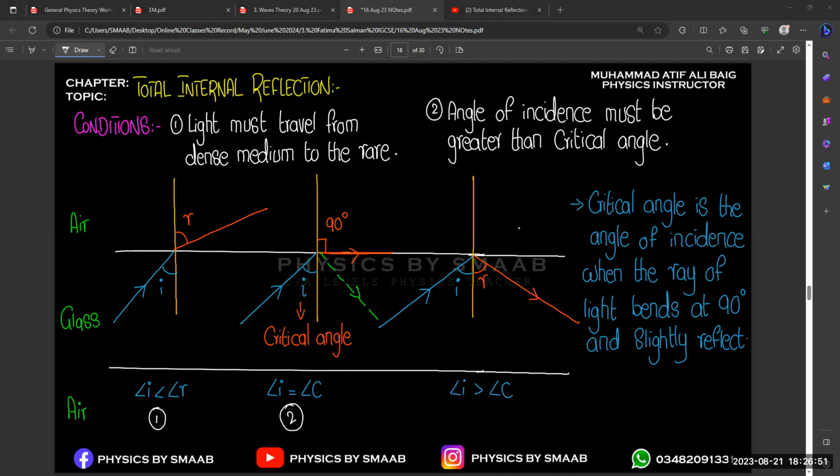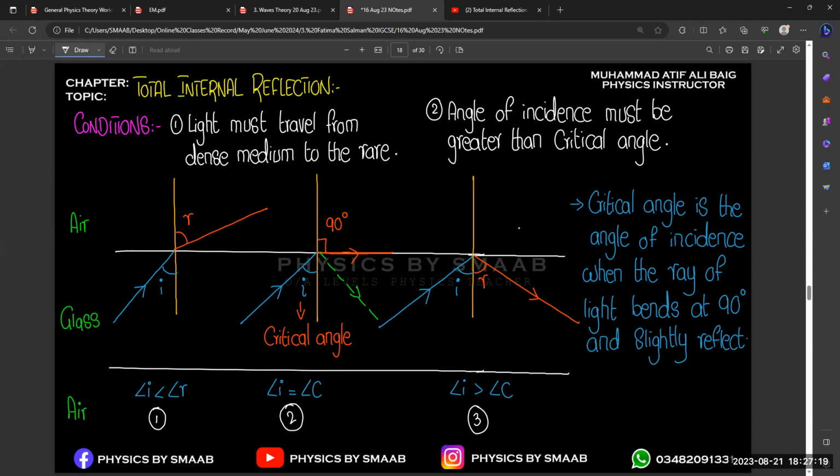In this concept, mostly in exams, they ask about the conditions of total internal reflection. So we discuss two conditions. The first condition is light must travel from dense medium to the rare medium. And the second condition is angle of incidence must be greater than critical angle. That is the third diagram that we draw for total internal reflection.